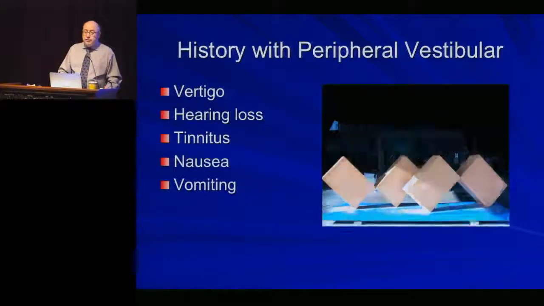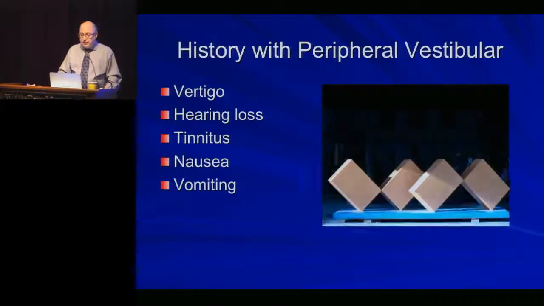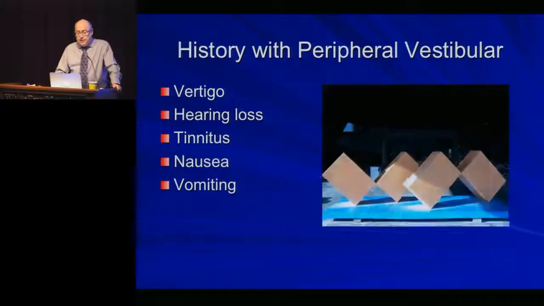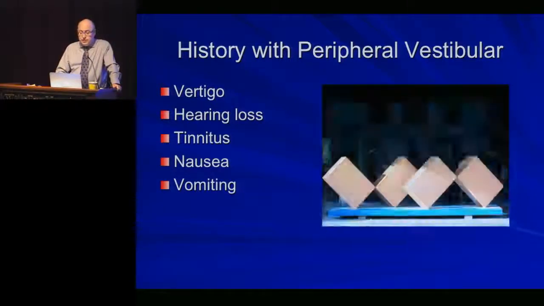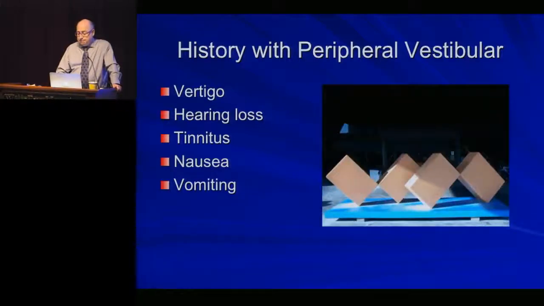What about with peripheral vestibular disease? If someone has an acute unilateral vestibular abnormality, they'll have vertigo, they may have hearing loss, they may have tinnitus because it's an inner ear issue, they may have nausea and vomiting. So you want to know about these symptoms.